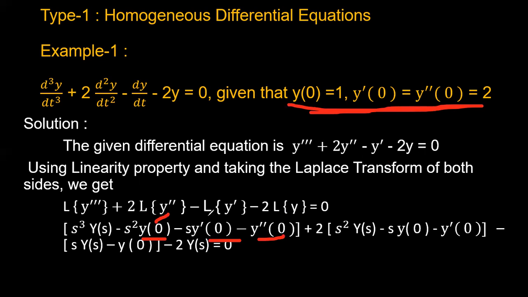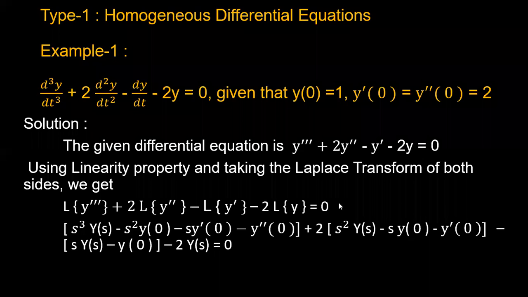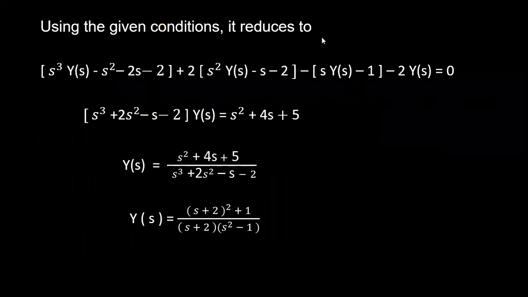So here you will have y of 0, y dash of 0, y double dash of 0, y of 0, y dash of 0. In all these places, you have to substitute these initial conditions and simplify this equation. After substituting the initial conditions, the equation is represented in this way. This is your final simplified equation. Now it has to be simplified so that it is finally represented in terms of the y of s function.